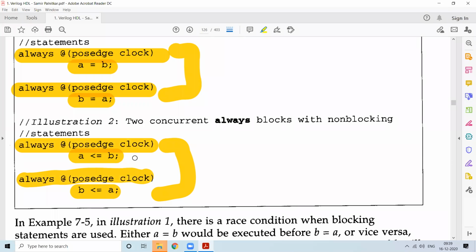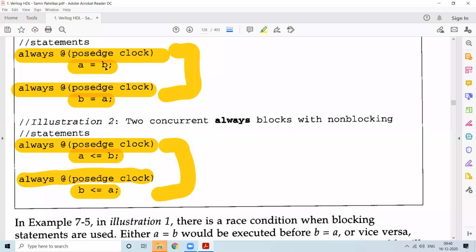So this is done internally. Similarly, for this one, B will be assigned the temporary value, that is the old value of A, which is held in the temporary register internally. So A will be assigned with the old value of B and B will be assigned with the old value of A. In this way, A's contents and B's contents are interchanged. Whereas with blocking assignments, this is not possible.